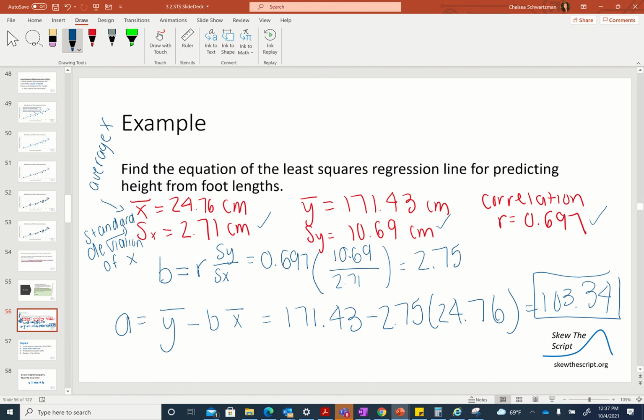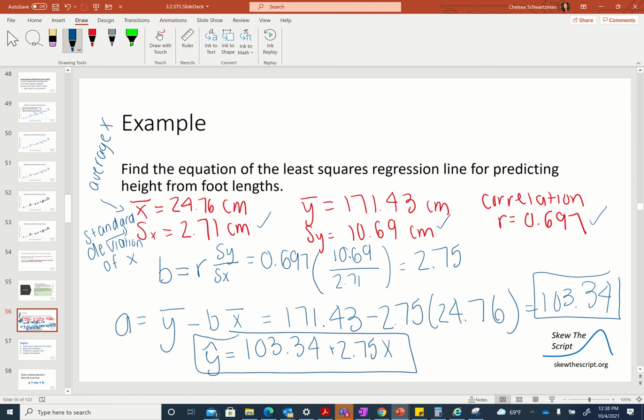Okay. So putting that all together, that means our least squares regression line, or our best linear predictor, would have the equation of y hat equal to 103.34 plus 2.75x. And you're really just going to have to commit to memory your formula for b, which is r times the standard deviation of y over the standard deviation of x, and your formula for a, which is the average of y minus the slope times the average of x.